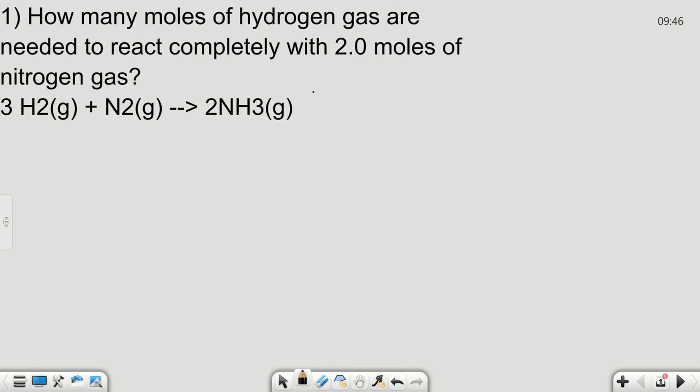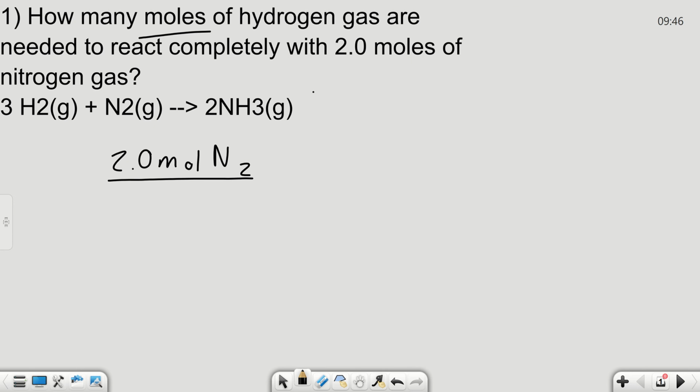All right? So I have some example problems we're going to do. We have this one. How many moles of hydrogen gas are needed to react completely with 2 moles of nitrogen gas? You can see the coefficients are already given. Sometimes I do that, so pay attention. So we're already balanced. What am I starting with? 2.0 moles of nitrogen. What am I trying to go to?